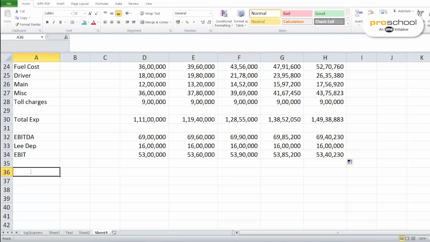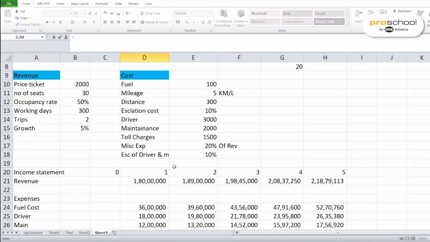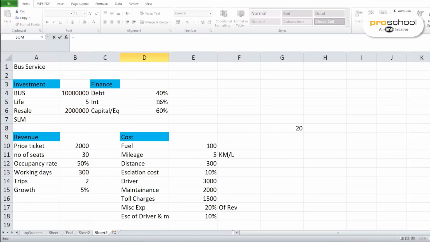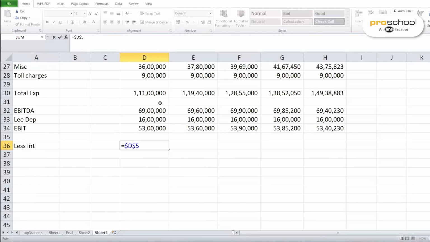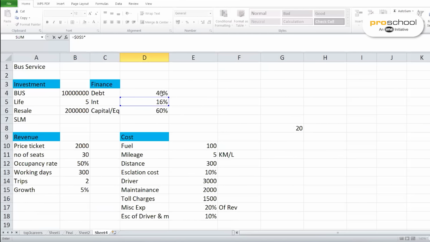Okay. So now the last expense, that is interest, because I have taken the loan. So there will be interest. Now, how much is the interest part? So the interest is 16% and it will remain same. So I will freeze it. Also, the interest will always be on the loan.